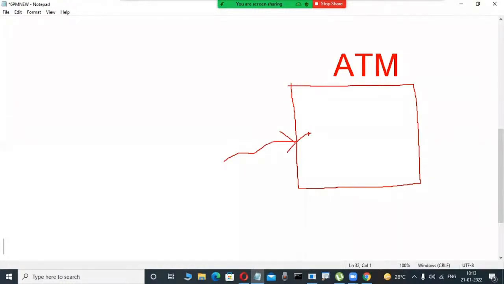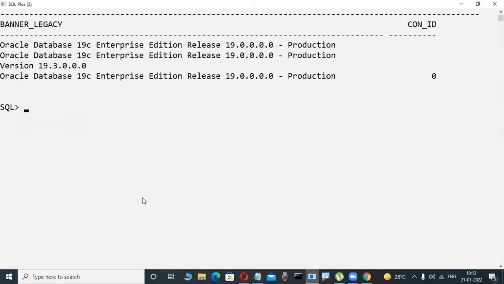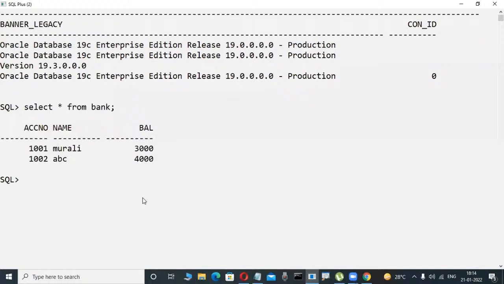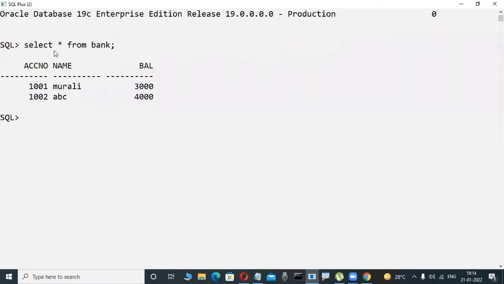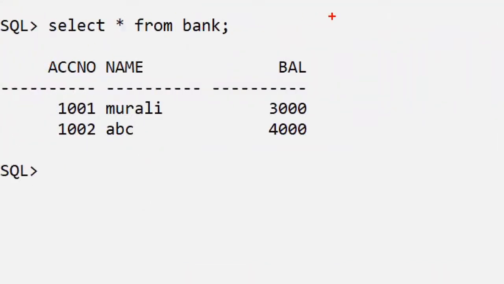Now check it out. Slowly observe the screen. Suppose in this database, observe here, bank is a table, for example. Concentrate here. Just observe the scenario, a very easy way to understand. This is a bank table. In table format only, we are storing the data.